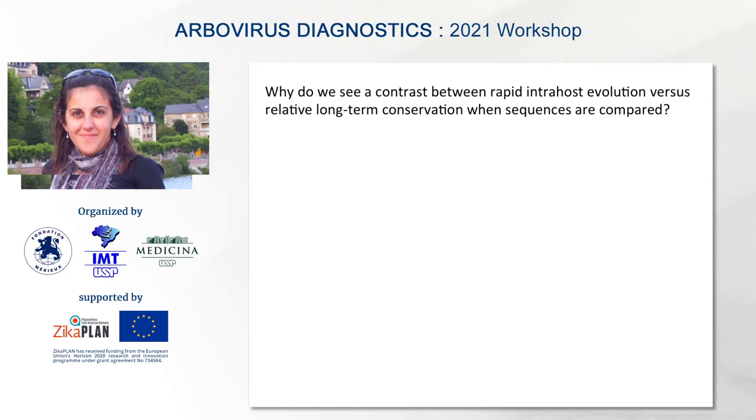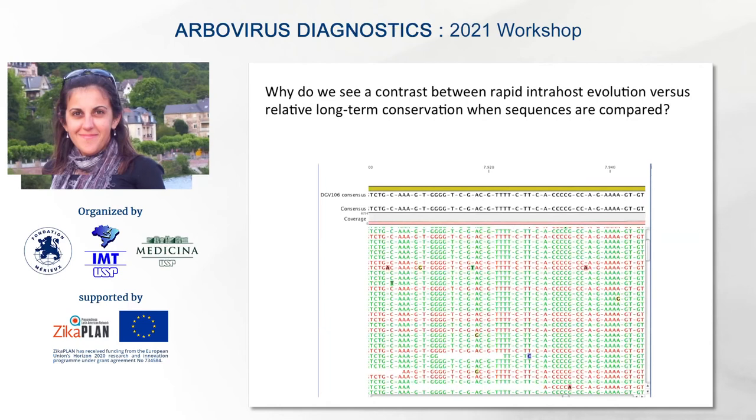So why do we see a contrast between rapid intra-host evolution versus relative long-term conservation when sequences are compared? This is a print of a dengue virus assembly of reads generated by next generation sequencing. And despite many point mutations, as you can see here and here, T's to A's, A's to G's, we have a consensus that represents the most frequent nucleotide in every single position. So no matter how many single point mutations we have in the intra-host population, if they do not represent the majority of nucleotides in that given position, the consensus won't be altered.